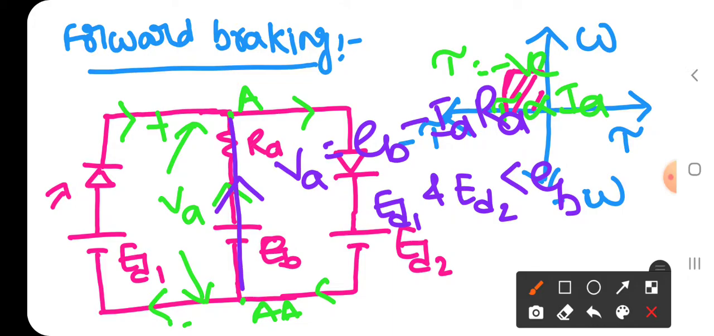Yes. Write in the next line. As the speed decreases during braking, ED2 and ED1 are to be reduced to make the armature current constant at a predetermined value.